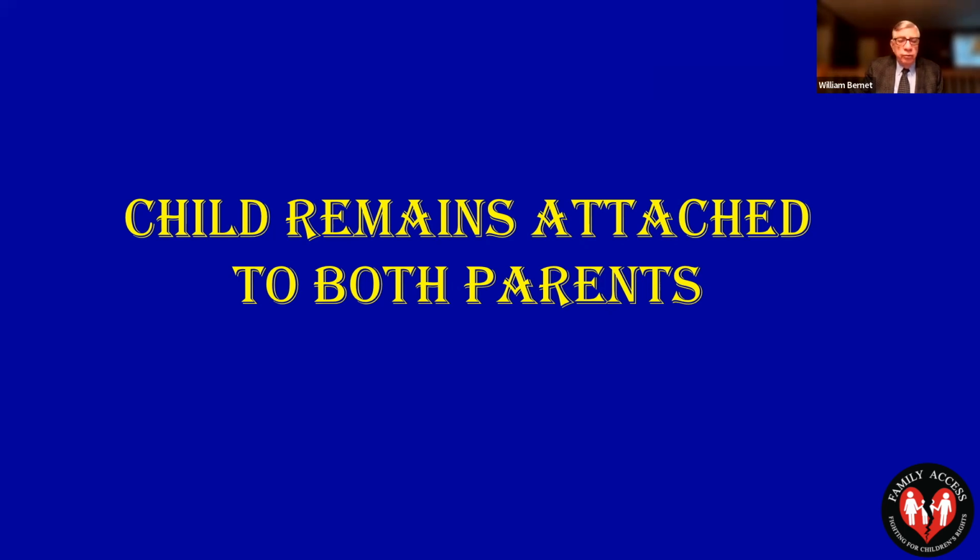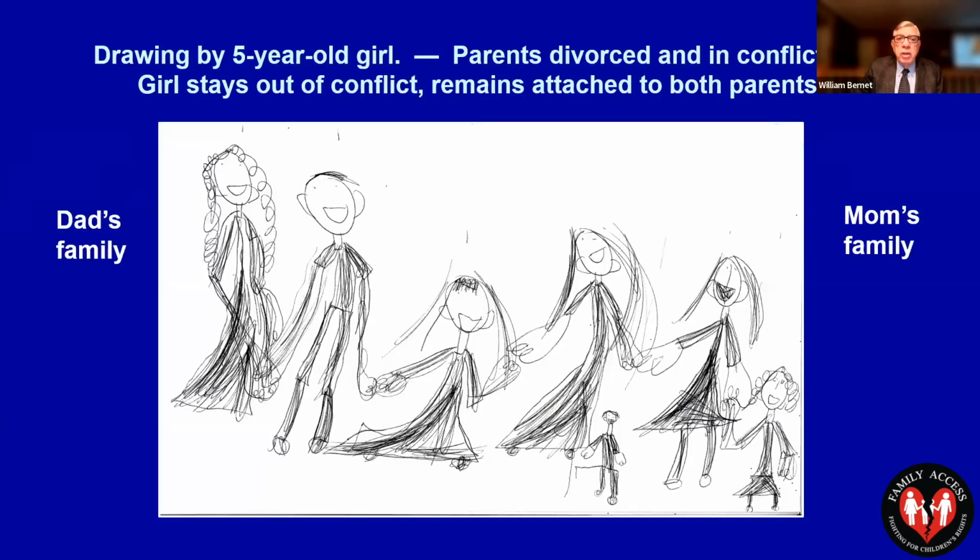And in these examples, the parents were divorcing and there was conflict over time, but the child draws pictures that convey an attachment to both parents. So that's the best outcome. Let's see if we can figure that out. So here's one by a little girl. She's only 5 years old. And her parents were divorced and in conflict.